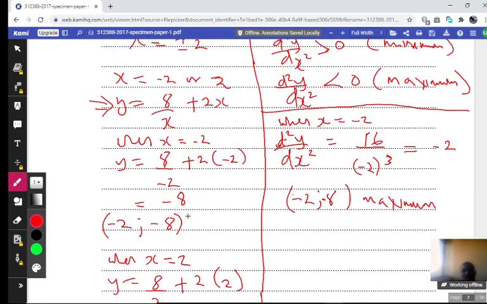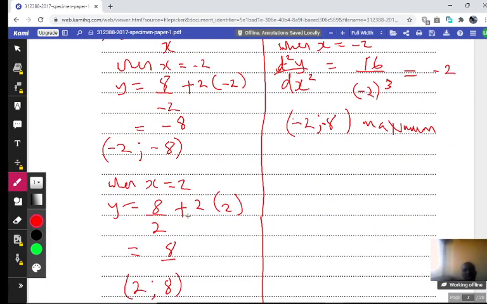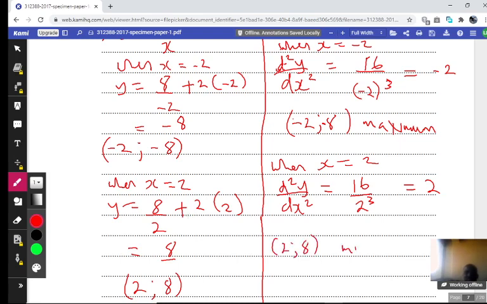Alright, let's move down, and let's calculate given that x is equals to 2. So when x is equals to 2, d squared y over dx squared is equals to 16 over 2 cubed, which is 2 cubed is 8. 16 divided by 8 is actually 2. So you can see that d squared y over dx squared is greater than 0, which we can conclude that this point 2, 8 is actually a minimum point.